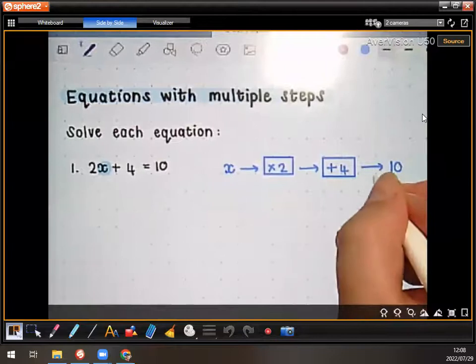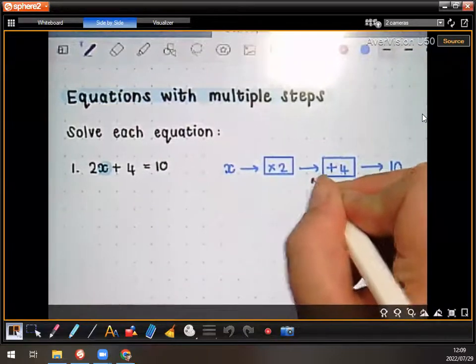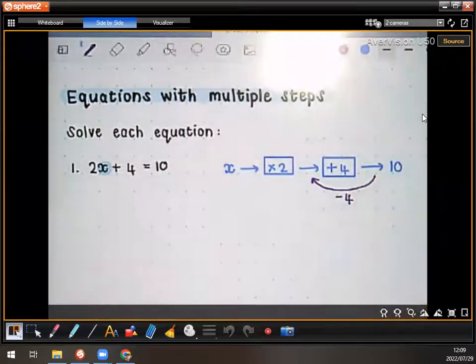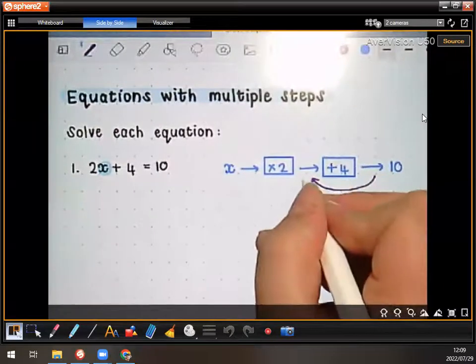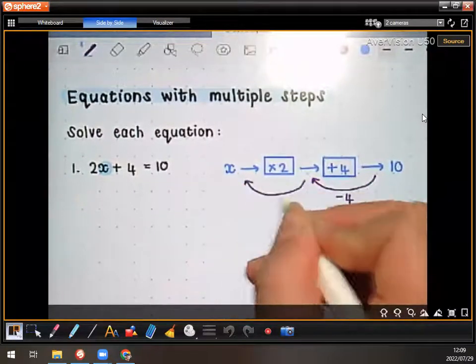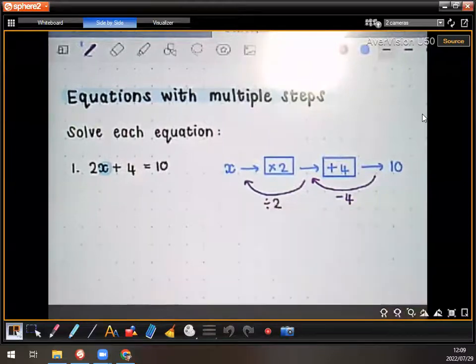Okay, so that's what we're going to do here. Our first step is going to be to minus 4. And then we are going to divide by 2. So not only are we reversing the operations, we're also reversing the order in which we do those operations. Okay, that's how we work it.